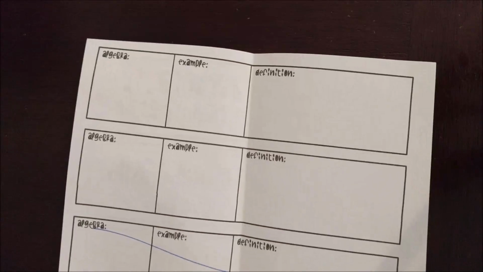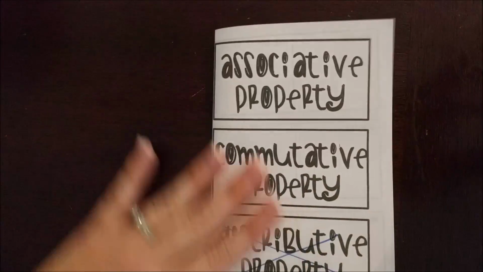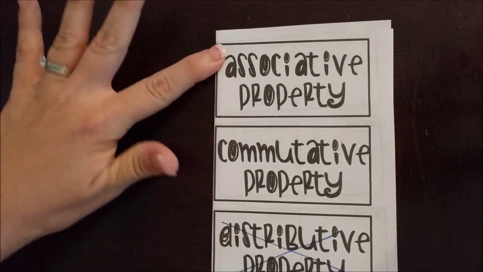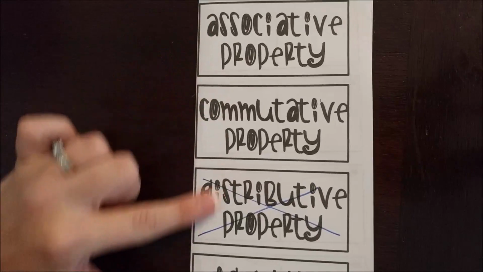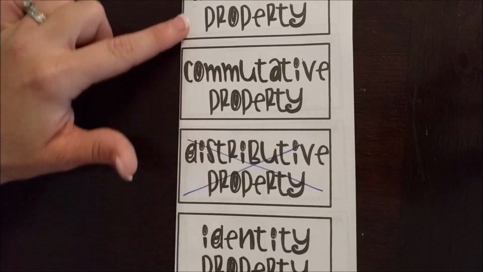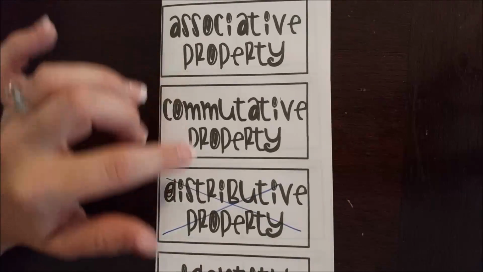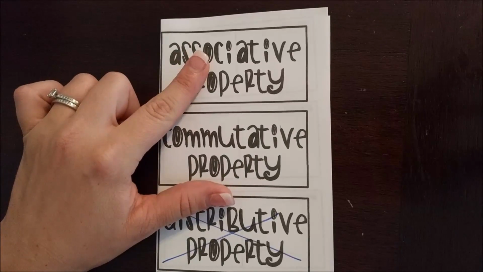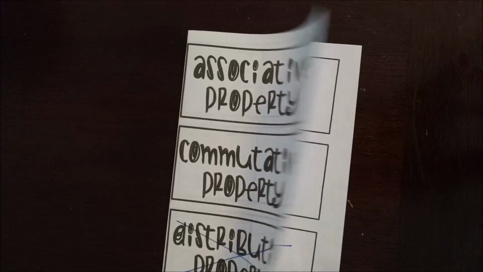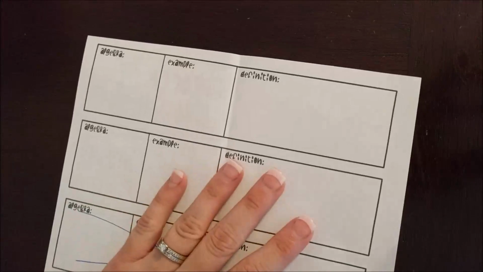So you were given a paper that looks like this. I want you to fold it in half, if you have not already done so. And these are the properties we're going to be going over: associative, commutative, and identity. All right, that's all we're doing. So let's start with the associative property. We're going to go ahead and open up our foldable.